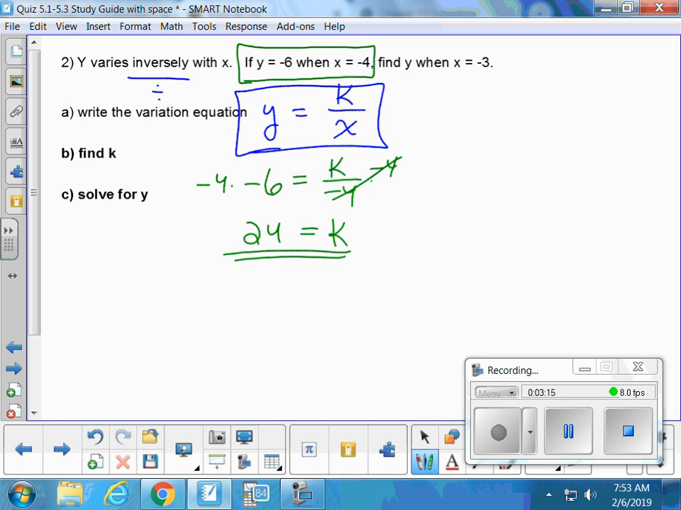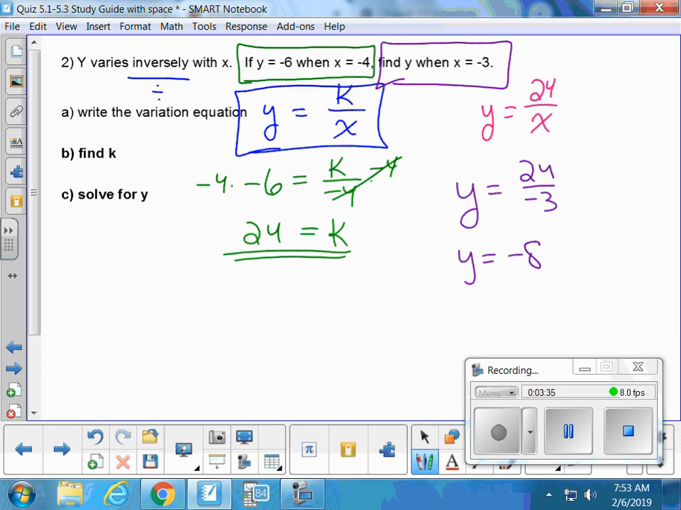I'm going to do the pink step, even though they're not asking me to. And that's just plop that 24 in for K. And now we're ready for that very last step. Finding Y when X is -3. Yep. -8. How are we feeling?